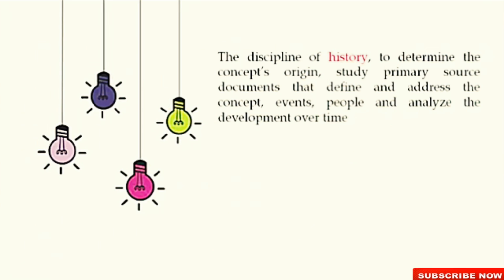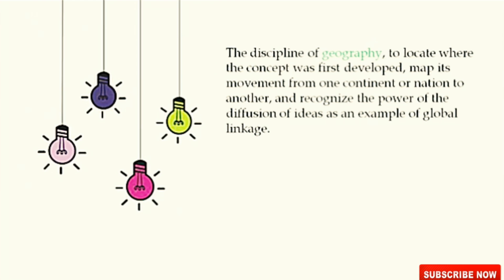The discipline of history determines the concepts and origin, studies primary sources and documents that define and address the concept, events, and people, and analyzes the development over time, which makes social science a complete science. The discipline of geography locates where the concept was first developed, maps its movement from one continent or nation to another, and recognizes the power of the diffusion of ideas and examples of global linkage.